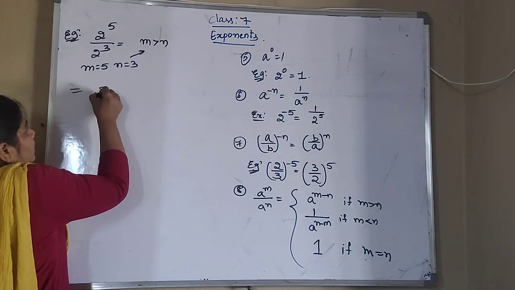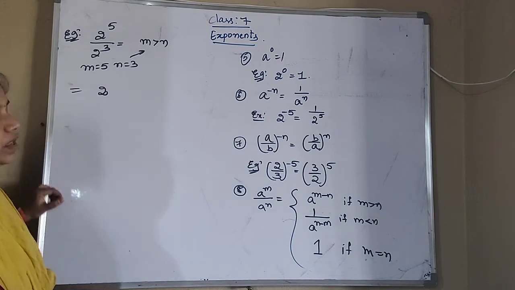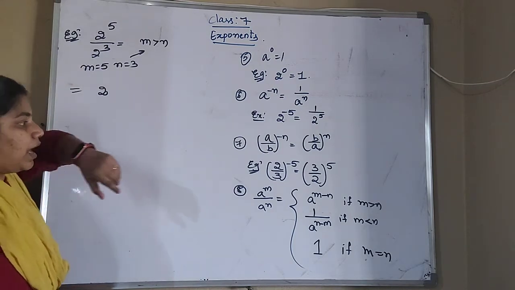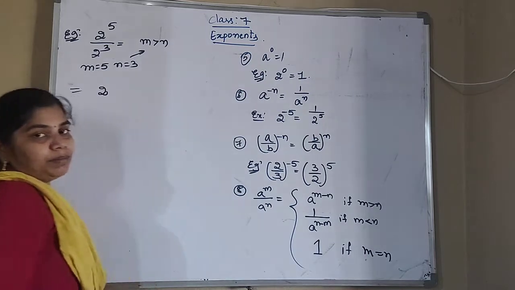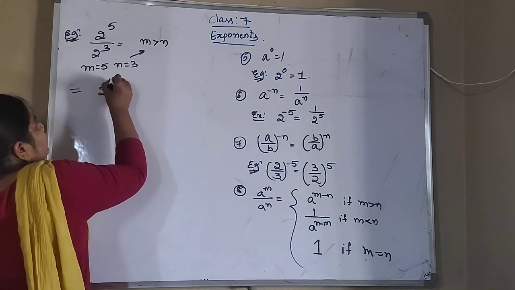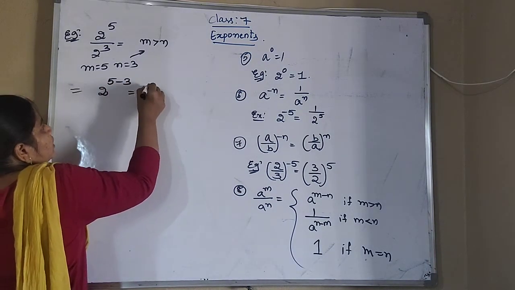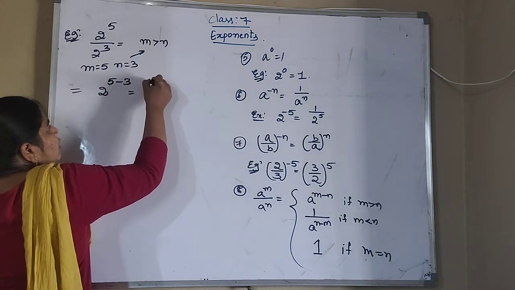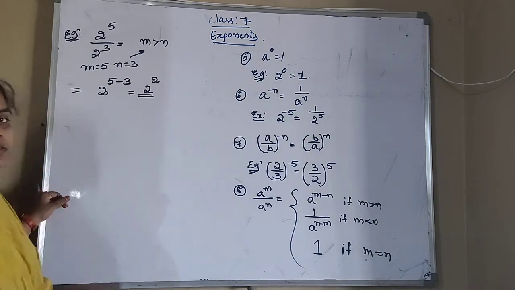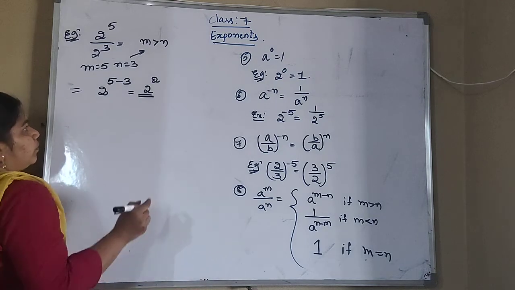Here a is nothing but 2, the base value is a, and m minus n means 5 minus 3. So that is 2 to the power 5 minus 3, which is 2. So what is the answer? 2^2. Now we will take one more example.